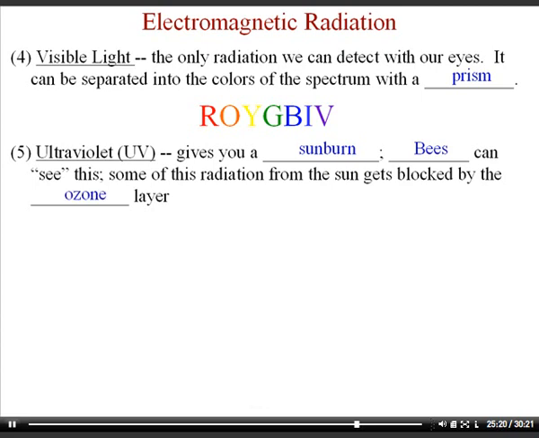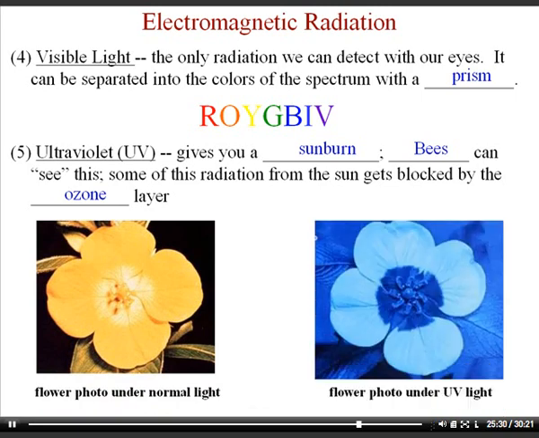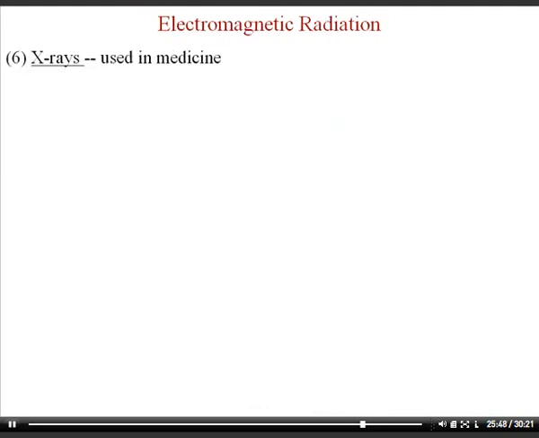And bees can actually see this type of radiation. So when they're looking at a flower, they don't see necessarily visible light. They see the ultraviolet light. And the ultraviolet light from the sun is usually blocked by the ozone layer. Here's a flower that's taken under normal light. It's yellow, but under ultraviolet light you can see the center is a different shade, and so an insect would know where the pollen is located, where the nectar is, because of the different center bullseye target of that flower.